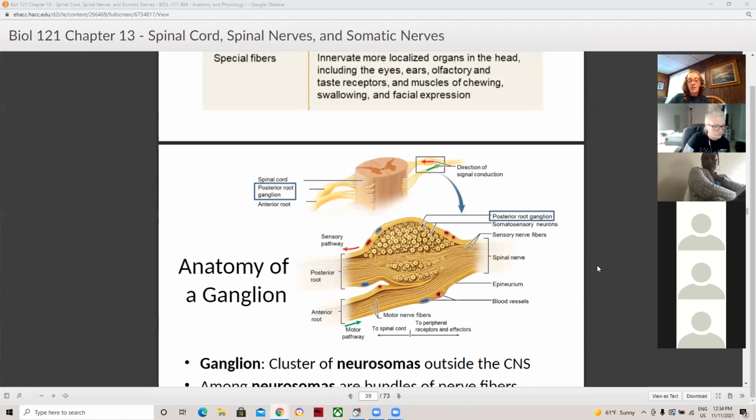A ganglion is a, I just took her out. Okay.